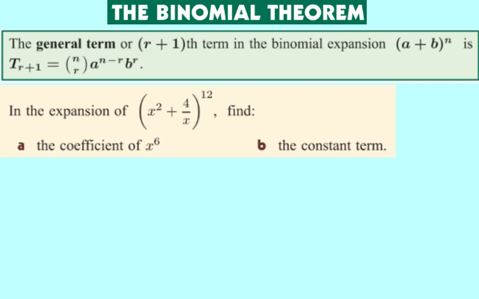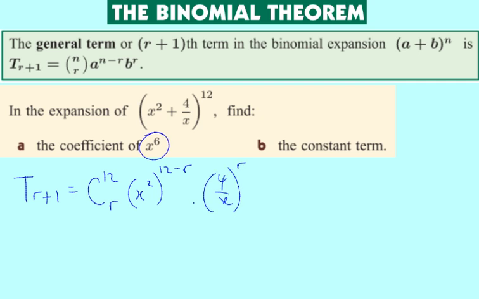And here's the final example. In part A, I want the coefficient of the x to the power 6 term. So first up, work out the general term. Term r plus 1 equals the combination C(12,r), and then x squared to the power of 12 take r, multiplied by 4 on x to the power of r. Now if I want the x to the power 6 term, I need to get these x terms together as one term. So I need to simplify.